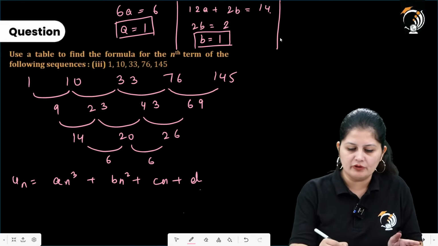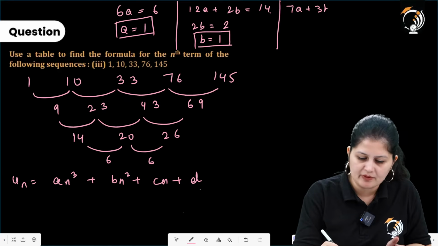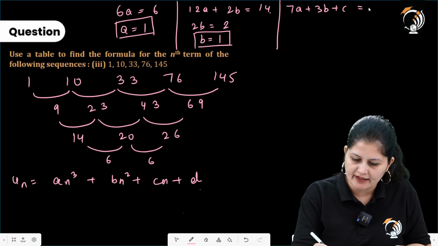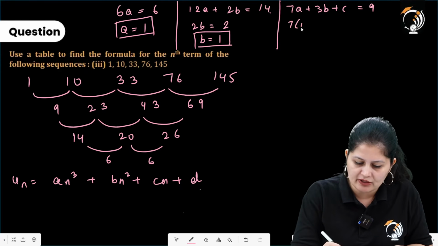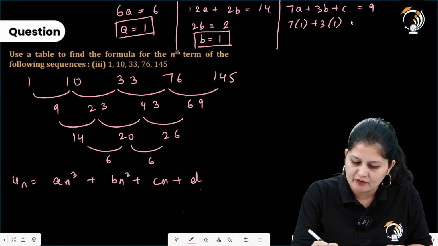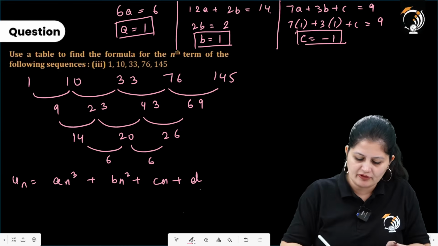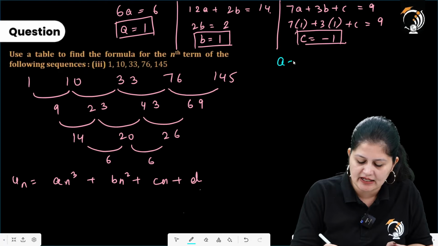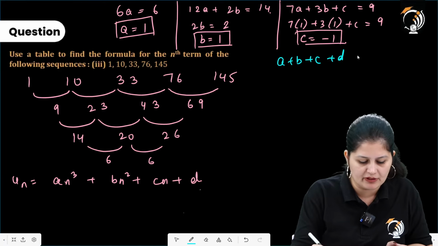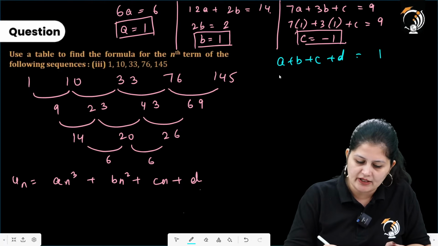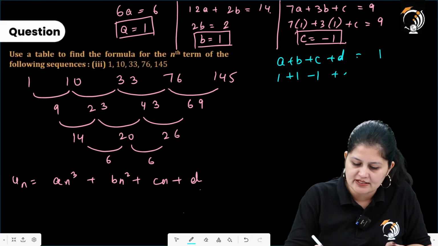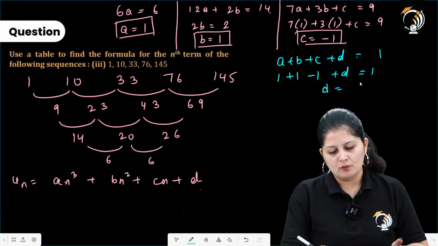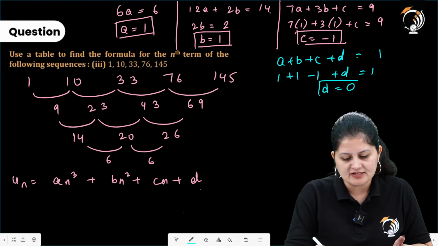Further, we know that 7a plus 3b plus c would be equal to 9 here, right? So substituting all the values, 7 plus 3 multiplied with the value of b plus c is equal to 9. So we are getting the value of c is equal to minus 1. Later on, a plus b plus c plus d would be equal to 1 here, right? So a is 1 plus 1 minus 1 plus d is equal to 1. So we are getting the value of d is equal to 0 here.